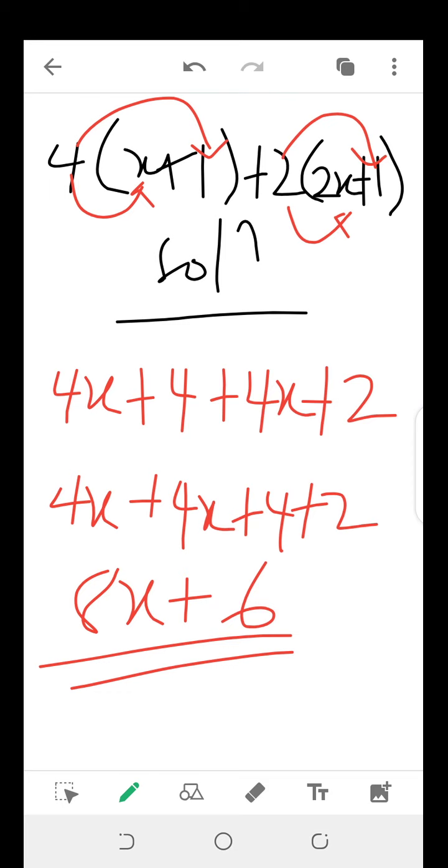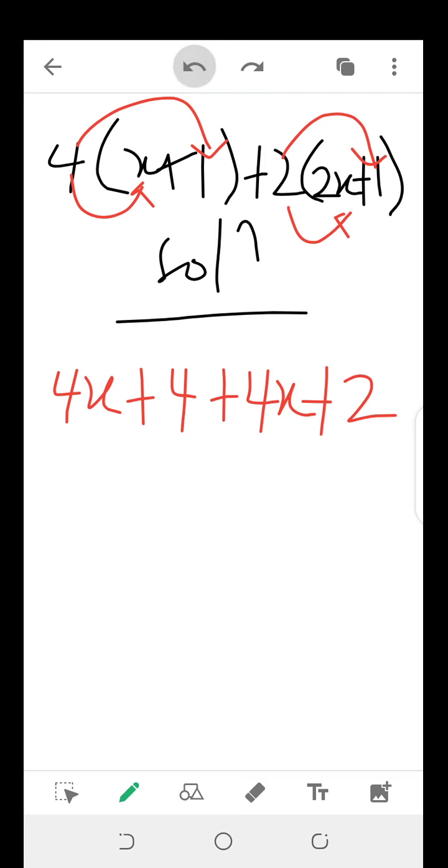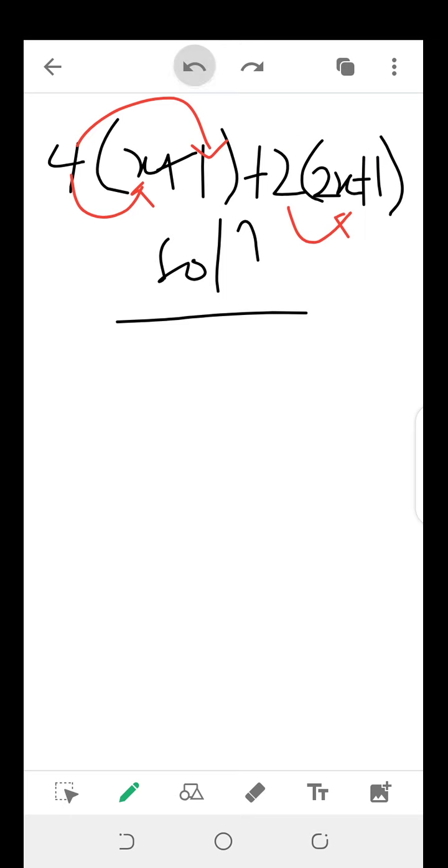So actually this one is a question that I already solved, but I want us to go over and see the processes that I used to come up with these answers. So let me remove this one so we can all start together, be on the same level so that we can all solve it together. Okay, so this is a question, and it's 4 bracket open x plus 1 bracket close plus 2 bracket open 2x plus 1 bracket close.